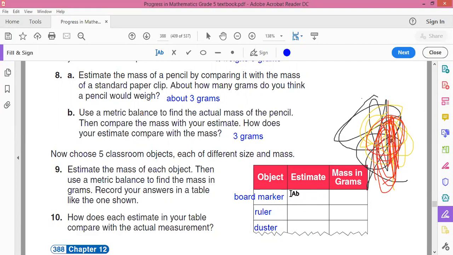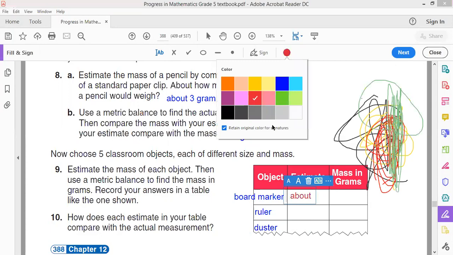Okay, estimate now. Board marker. It's 4 grams. Not 4, 5 grams. It is not that much. Right, about 5 grams.